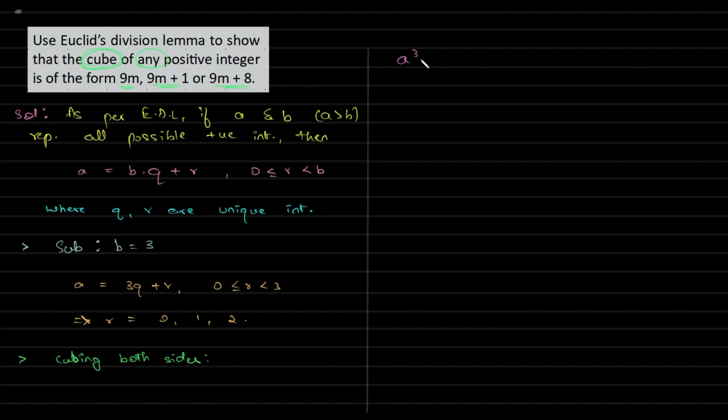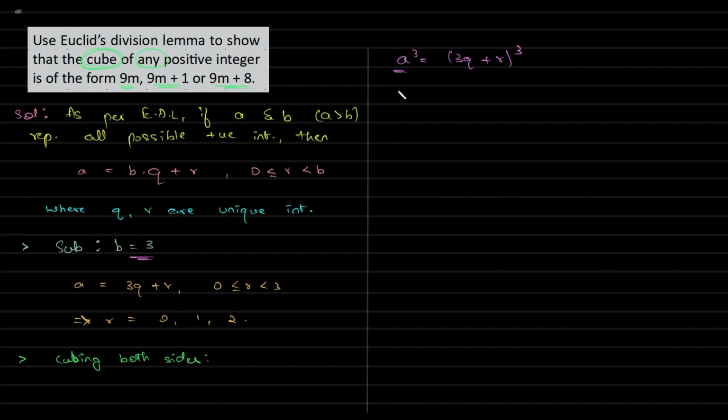So a cube is equal to 3q plus r the whole cube. See, the point here is a represents all the integers. That's the whole idea, right? And a cube represents the cube of all the integers. So what pattern will it end up with is a pattern. It doesn't matter what you started with. Main thing is you will end up with that pattern. That's what we have to show, right?